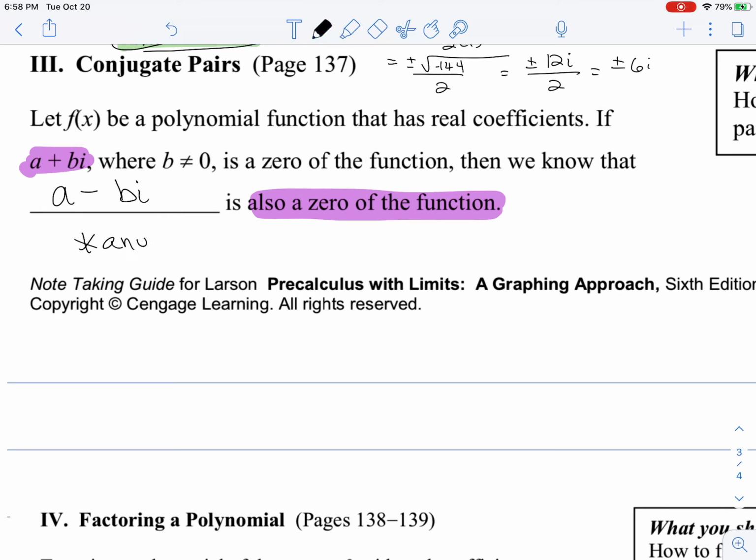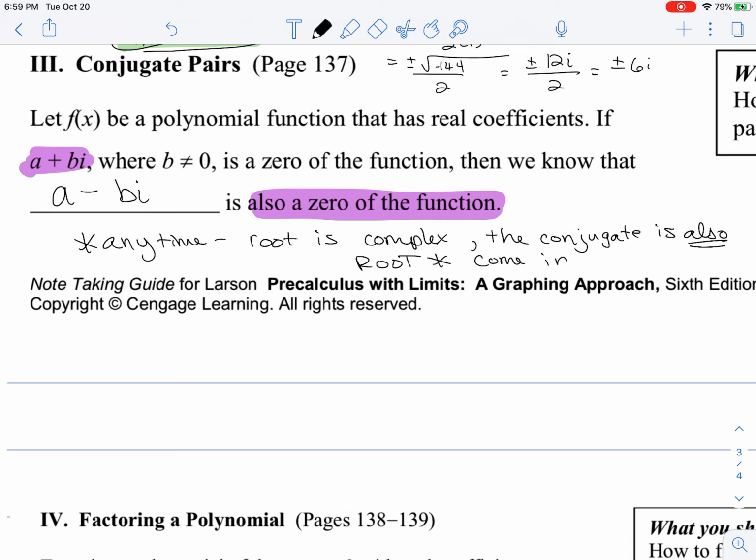So anytime a root is complex or imaginary, the conjugate is also a root. They come in pairs. Okay? This is really important.